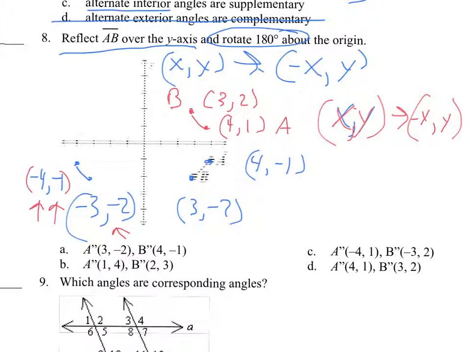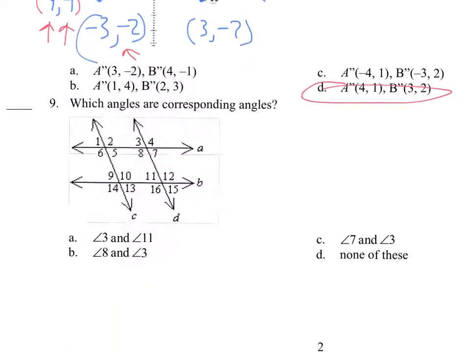And that would be a rotation, a 180-degree rotation about the origin. So that answer would be, the new spot would be, A would be 4, 1, B would be 3, 2, D.